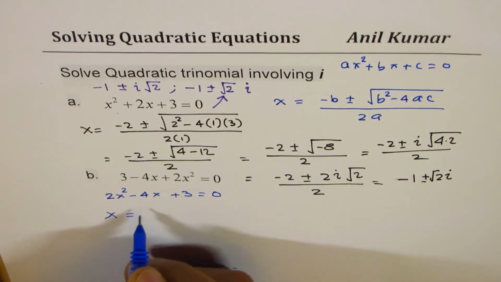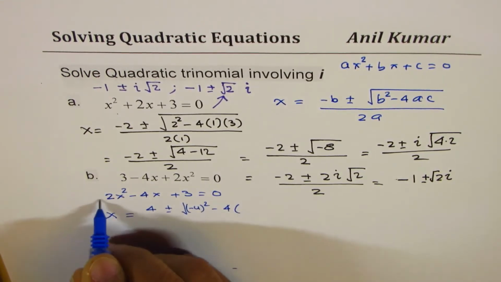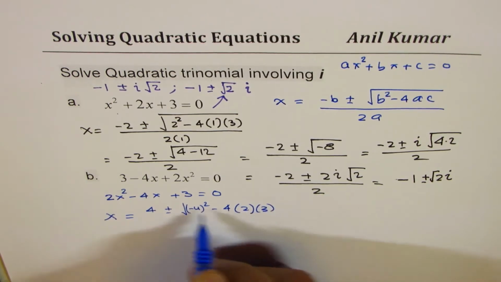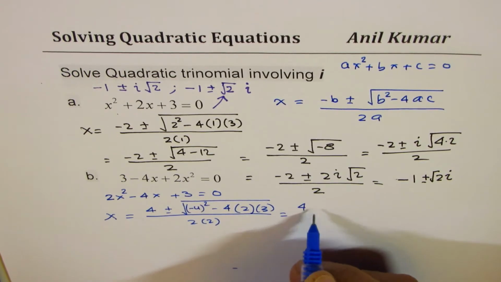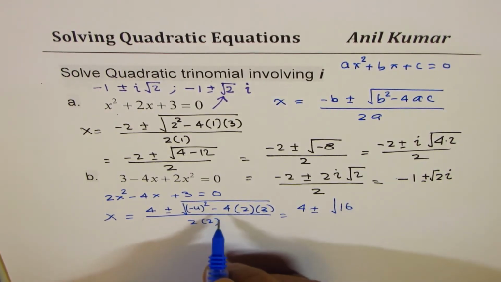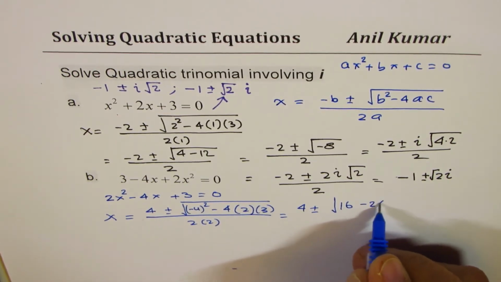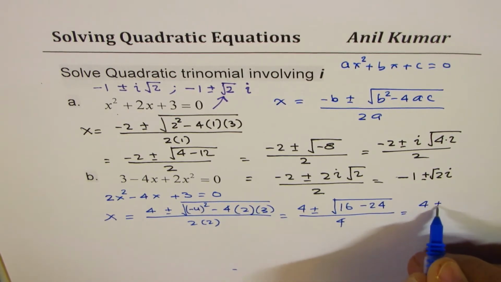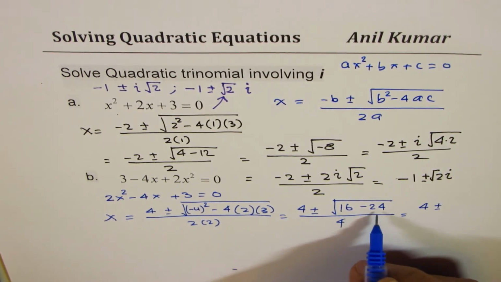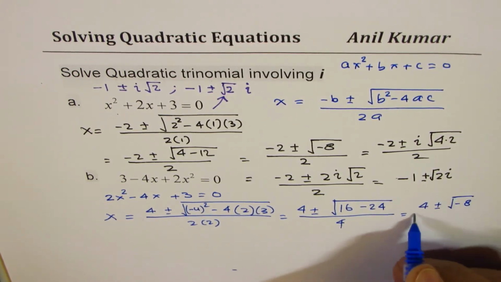So x equals 4 plus minus square root of minus 4 squared minus 4 times AC, which is 2 and 3, divided by 2 times 2. This is 4 plus minus square root of 16. 4 times 3 is 12, 12 times 2 is 24. So minus 24, divided by 4. That is 4 plus minus, 16 minus 24 is again minus 8. Okay, 4 and 4. Square root of minus 8 again.